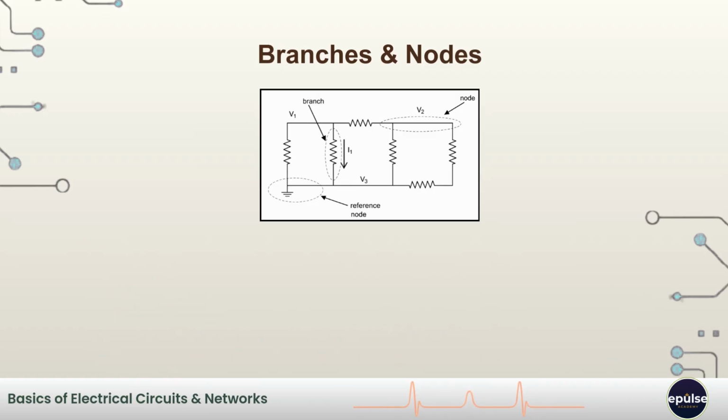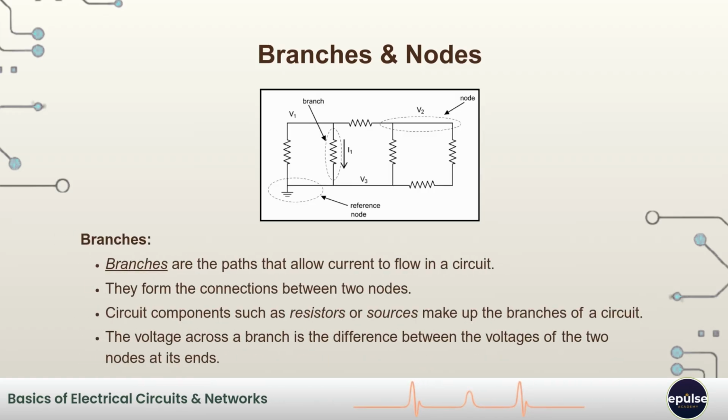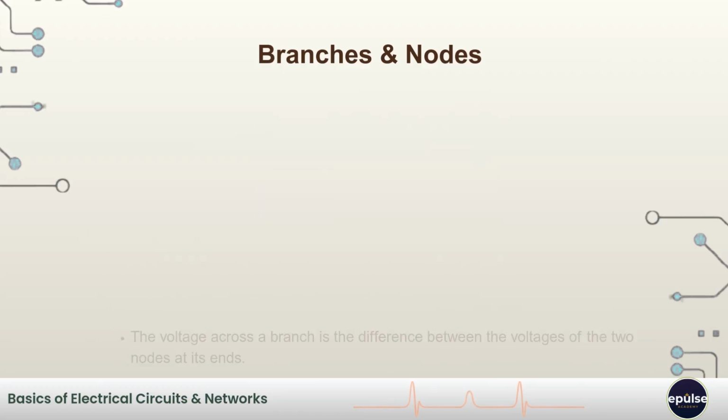A branch is defined as the path that connects two nodes and allows for electric current to flow. They usually contain components such as resistors, voltage sources, and current sources. The voltage across a branch is simply the difference between the voltages of the two nodes at its end. Understanding nodes and branches is extremely important when applying circuit analysis techniques like Kirchhoff's laws.